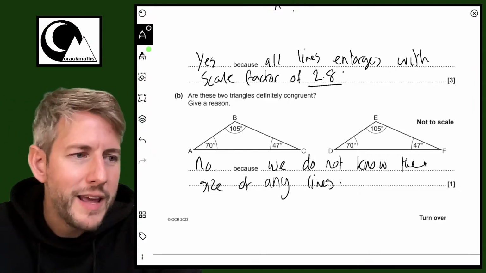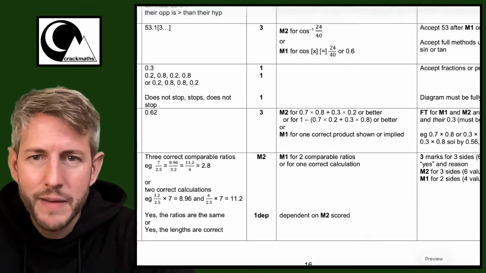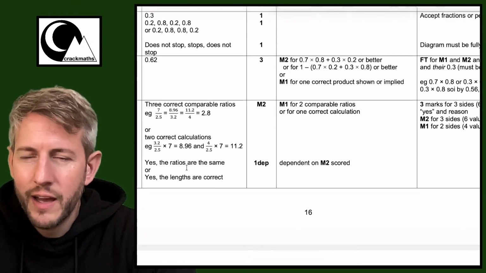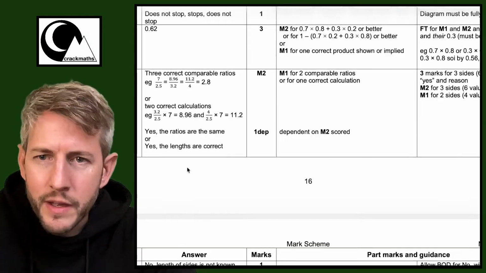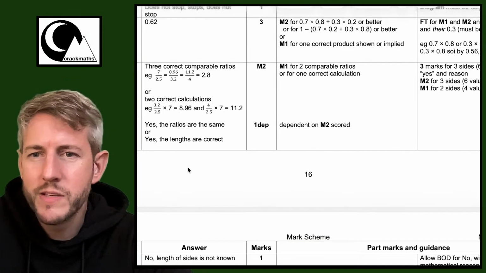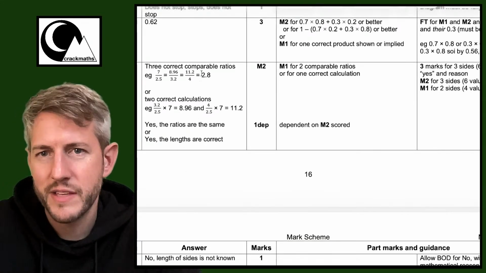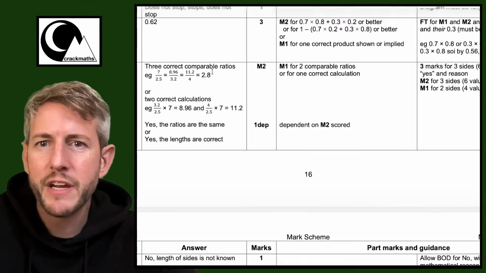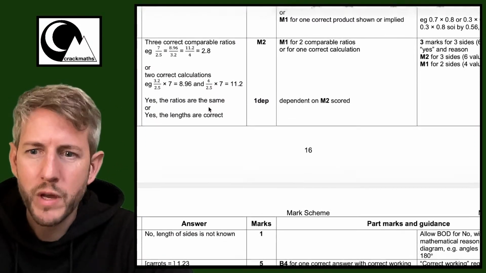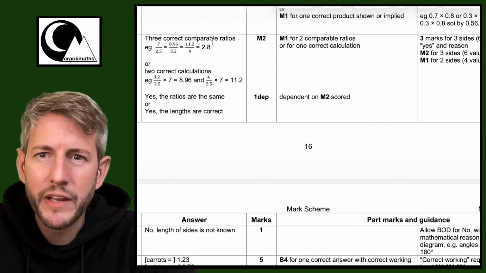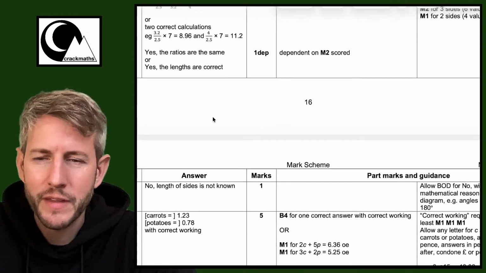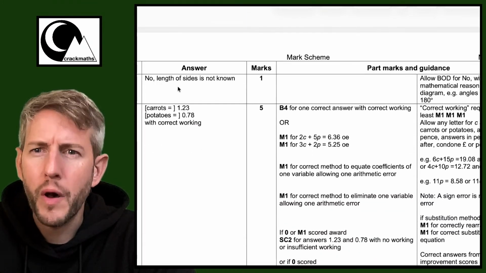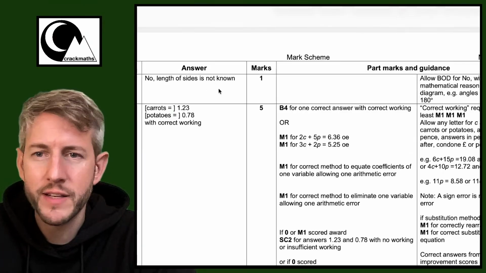Okay, right, let's double check with the mark scheme that that's all correct. So here we go. Yeah, there we go. The ratio's the same. Yes, all the lengths are the same. 3 correct comparable ratios. Okay, yeah, all very well and good. We got 2.8 there, so that's fine. Part B, no, length of sides not known.